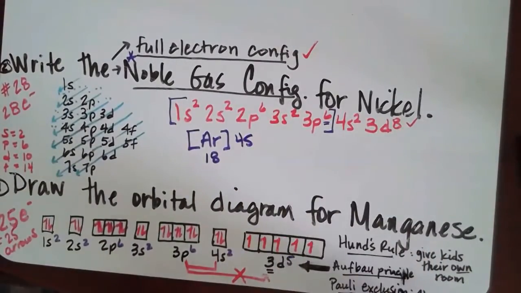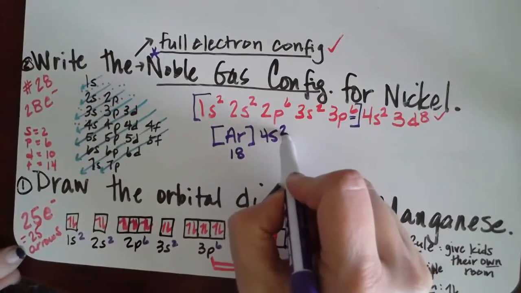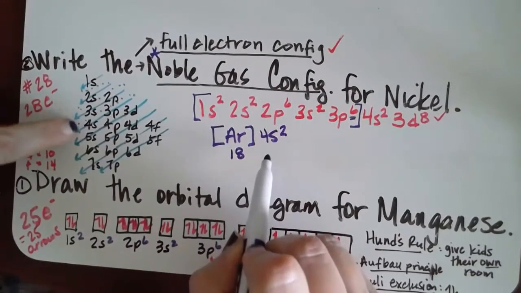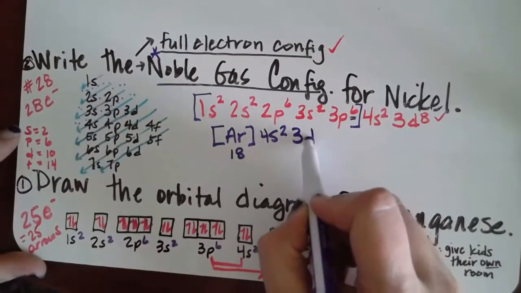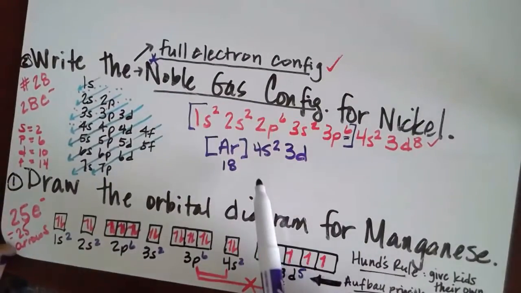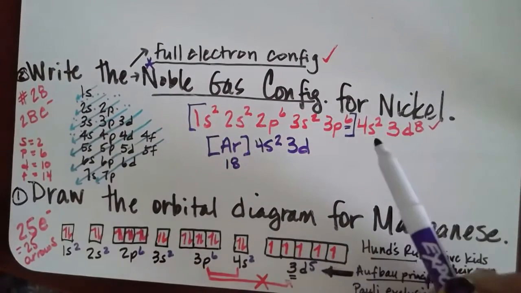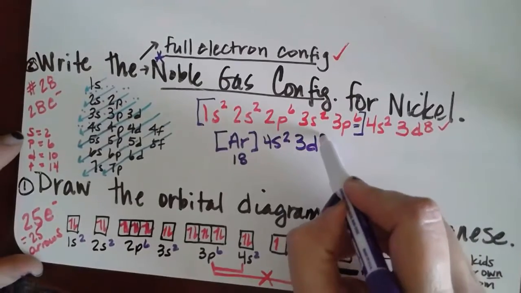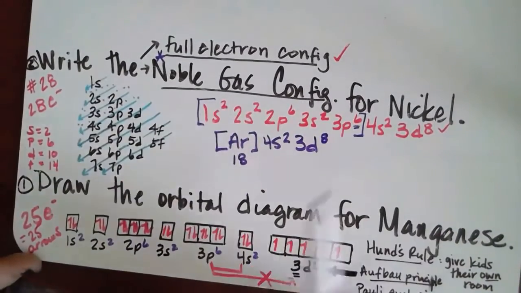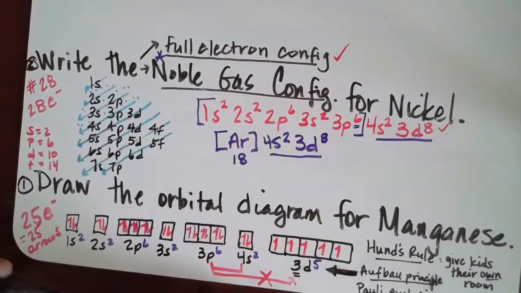And again, how many can an s hold? It can hold 2. So this is 4s2. And then after a 4s comes my 3d. Now, do again what we just did before. 18 plus 2 is 20. I need 8 more. A d can hold 10 maximum, which means I can put all 8 there. Notice 4s2, 3d8.